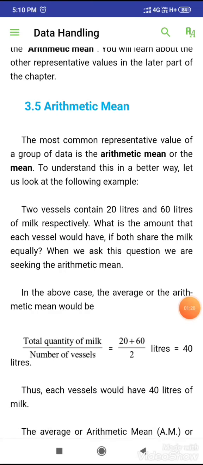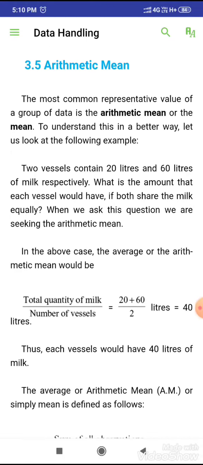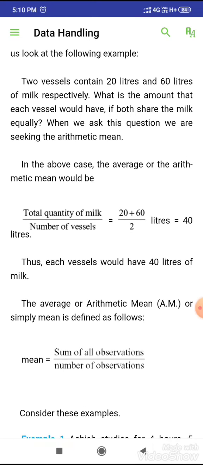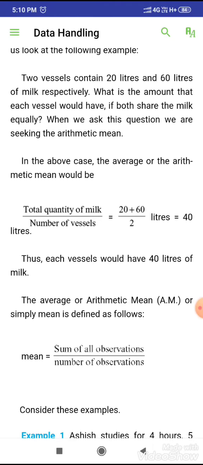Our next topic is arithmetic mean. The most common representative value of a group of data is the arithmetic mean or the mean. The formula to find the arithmetic mean is the sum of all observations divided by the total number of observations.